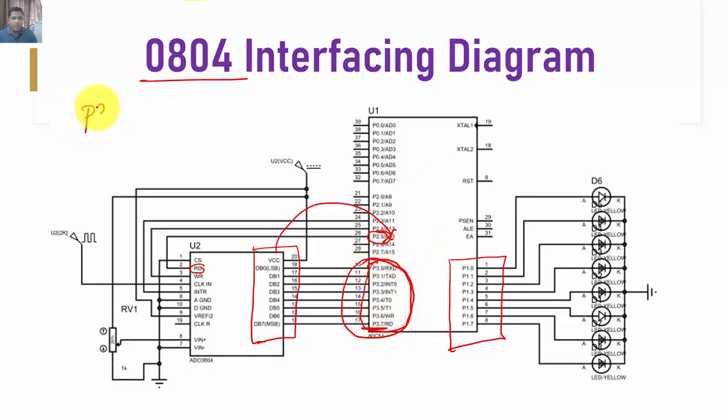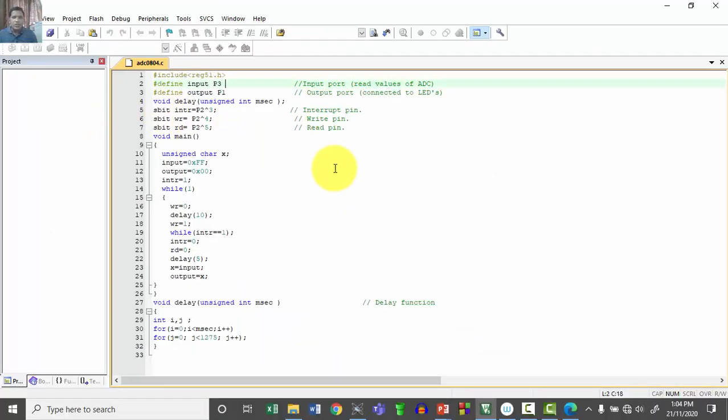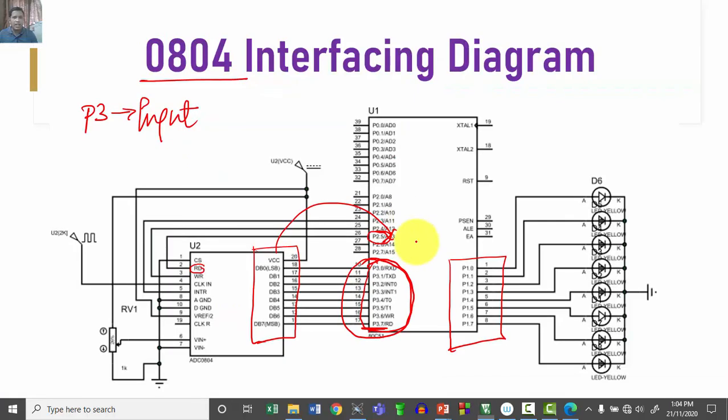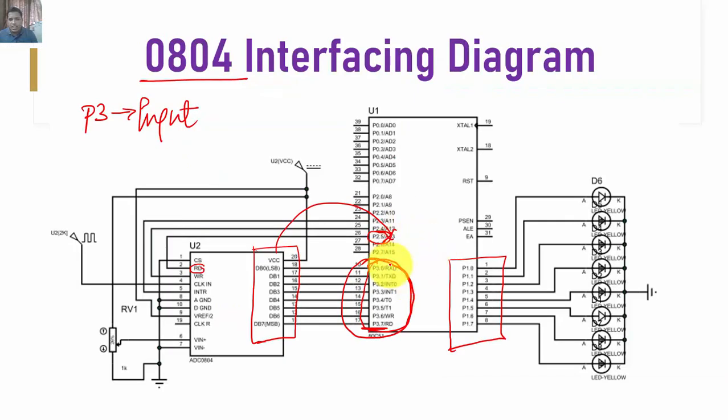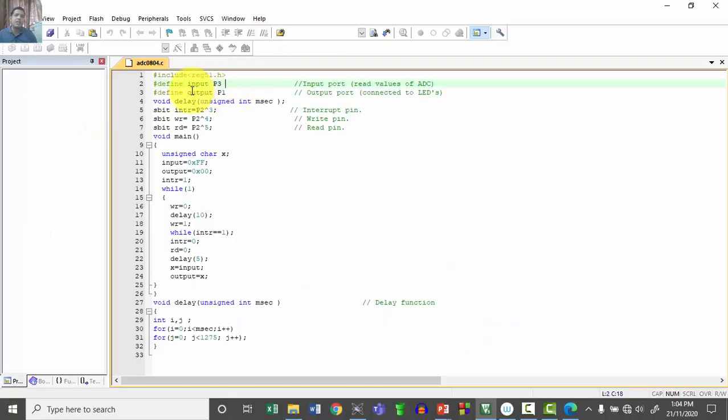So the port P3 should work as what? Simple, the input. For that we declare port P3 with the label input, and wherever the input label appears, it represents port P3. So input is equal to 0xFF means port P3 is going to work as an input. And the data which is digitally received, as it is, I am going to forward on port P1. So port P1 is going to work as output, so P1 is declared with the label output.